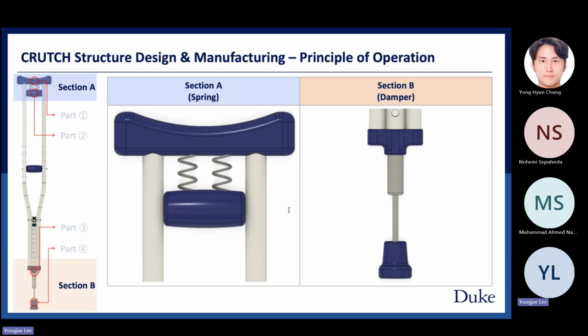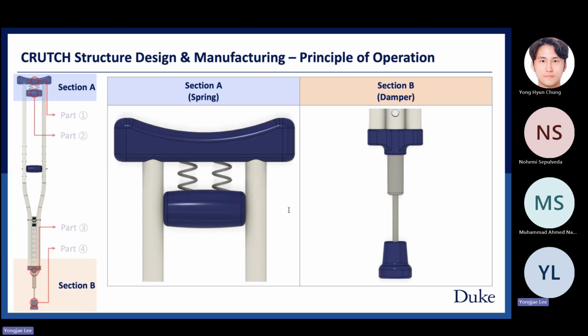Okay, I'll briefly explain the principle of operation of our crutch first. From the top of the figure on the left, we split it into sections A and B respectively. Section A uses spring. Part 1 is free to glide along the frame of the crutches, and Part 2 is firmly secured to the frame. The springs connect these two parts, which are responsible for relieving the impact force when the crutches touch the ground.